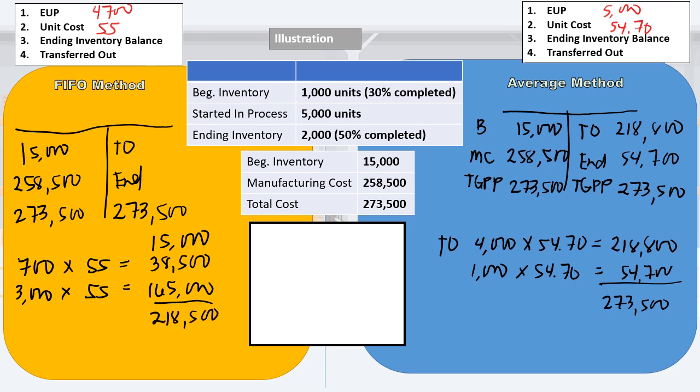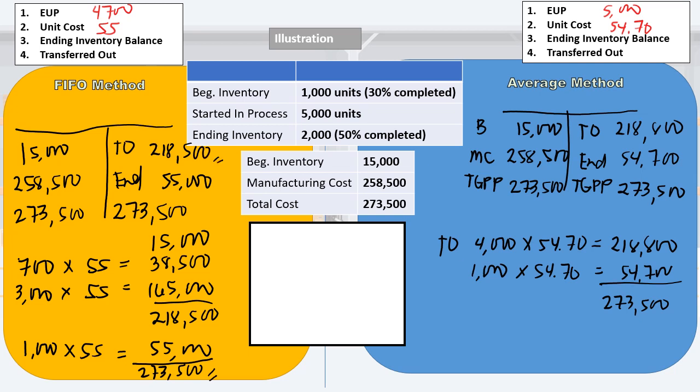So, yung ending balance naman, which is yung EUP natin, so meron tayo dyang 1,000 units. Multiply lang natin doon sa na-compute natin na 55. So, lalabas po dyan ay 55,000. So, pag tinotal po natin yung 218,500 plus 55,000, ang result nyan will be the same, which is 273,500. So, kung gusto nyong hindi na kayo mahirapan, pwede namang unahin nyo na yung ending inventory. So, 1,000 times 55, then i-less nyo na lang yung total goods placed in process na 273,500. So therefore, ang sagot po natin sa ending inventory will be 55,000. Then ang ating transferred out will be 218,500.